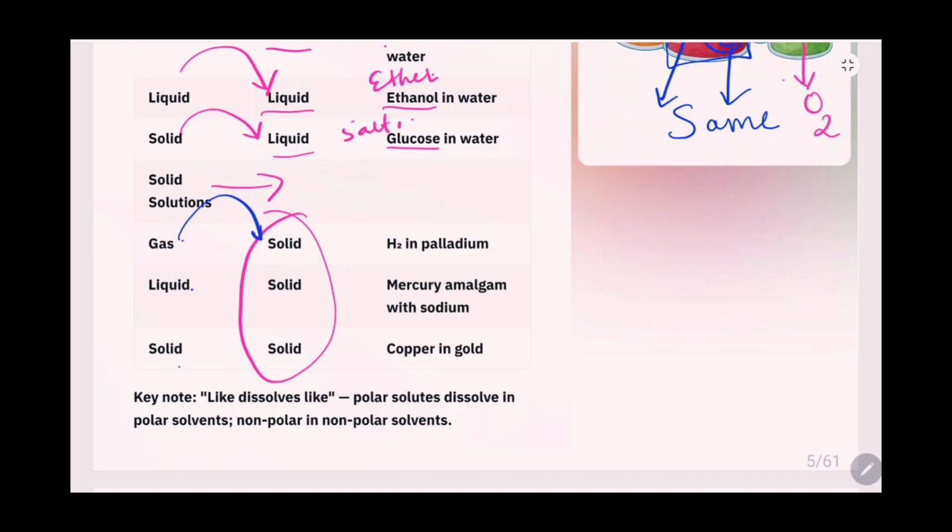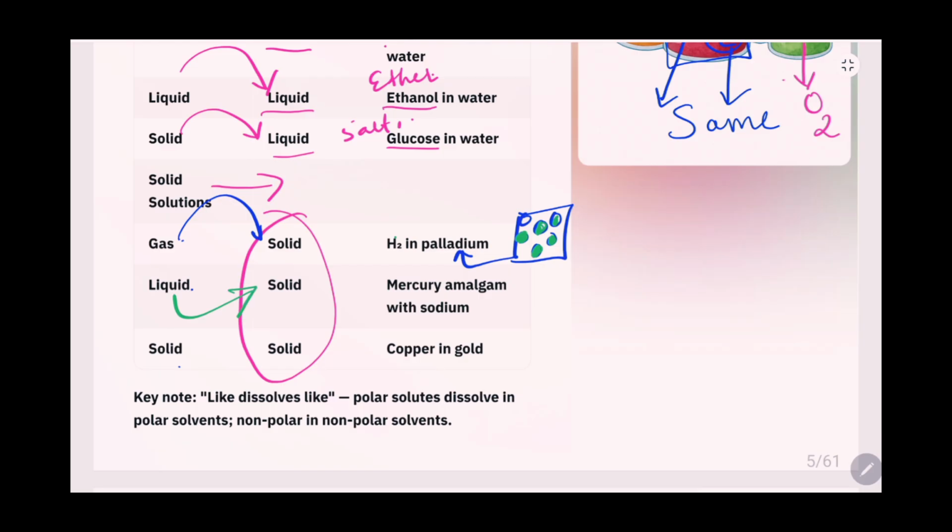Like a gas in a solid, we can remember there is palladium. Palladium is a solid substance, and on the surface of palladium, you will have the hydrogen gas occupying the pores of that palladium. So in the pores, there are small holes in that palladium metal. On the surface of the metal, there will be small microporous holes, and in that hydrogen gas gets embedded, uniformly distributed. So that's called the gas in solid.